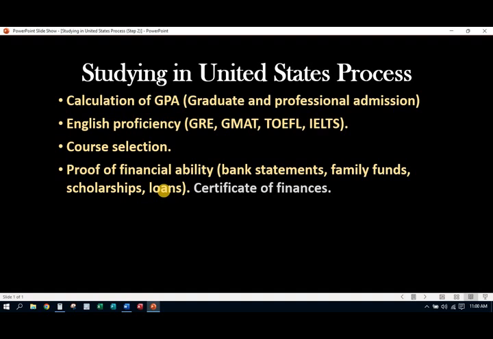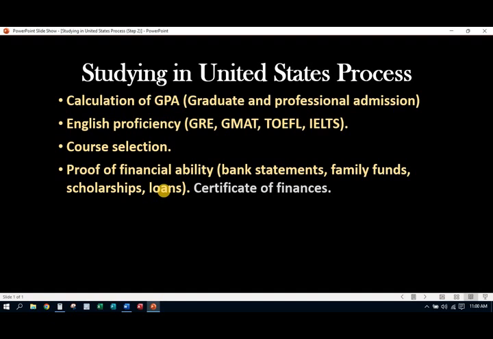Number 3, you can have scholarship letters. If you have a scholarship, say from your employer or from another organization, they want to sponsor you to study abroad, then you can have that letter as a proof of financial ability. Then the next thing is loans. You can take loans if you don't have financial ability. And these loans, I'll come to talk about them.